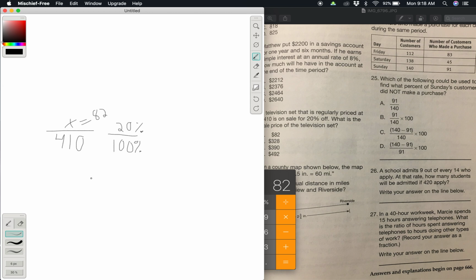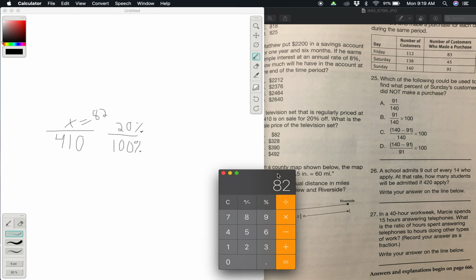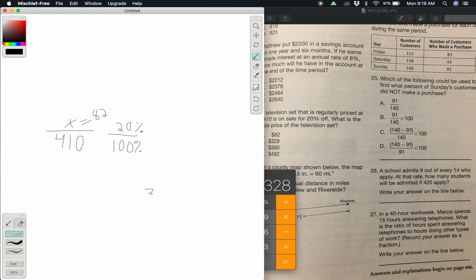To find the sale price, we basically take the base, which is the regular price, and take 20% off, which is $82. That's essentially what these are: proportions. The 410 represents 100, and the 82 represents the 20%. So 410 minus 82 equals 328. So the sale price is 328.